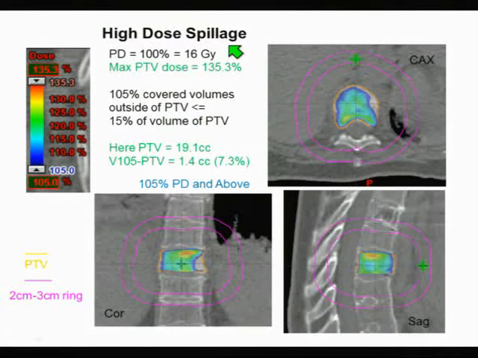High dose bridge criteria. The maximum PTV dose is 135.3%, which is the global maximum, and it is inside the PTV. That's one. Secondly, the volume of 105% outside the PTV should be less than 15% of the PTV volume. Here we have a PTV of 19.1 cc. I got a V105 minus PTV of 1.4 cc, which is 7.3%. So you can see my 105% is mostly inside the PTV. Very little is spilled outside the PTV.